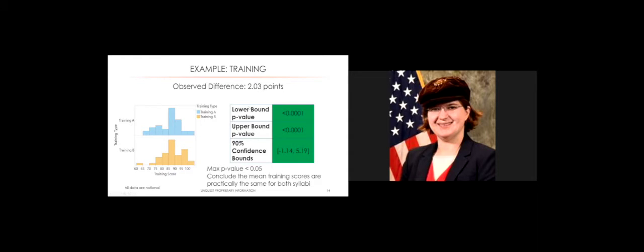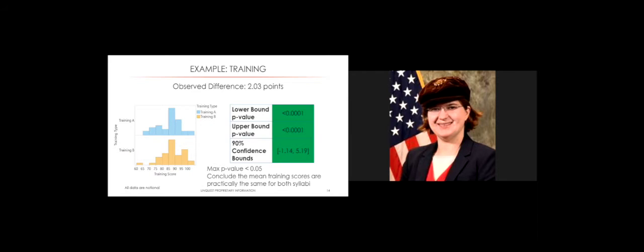So we do our one-sided tests for both sides, the lower and upper bound. The p-values are quite small, so we would reject the null hypothesis. The max p-value between both of these tests is well less than a significance level of 0.05. So yes, now we conclude that the mean training scores are practically the same for both syllabi using that acceptance criterion of 10 points. And we see that the confidence bounds, using 90% confidence here, lie within -10 and +10. So again, statistically equivalent.